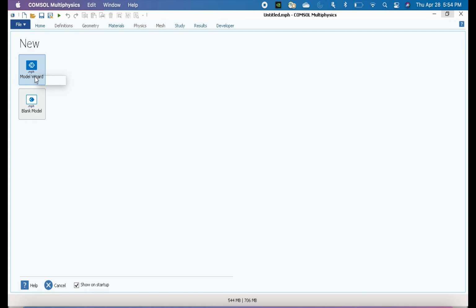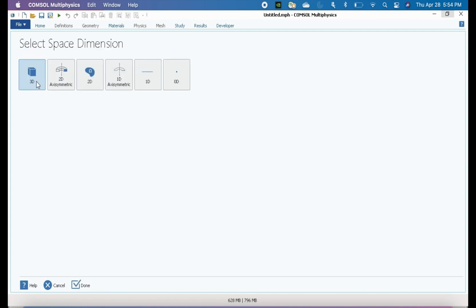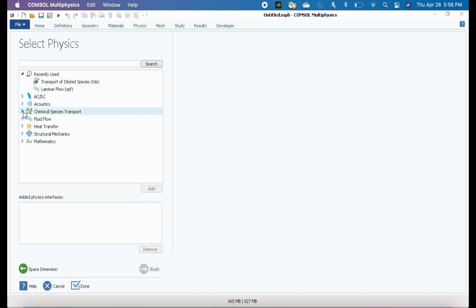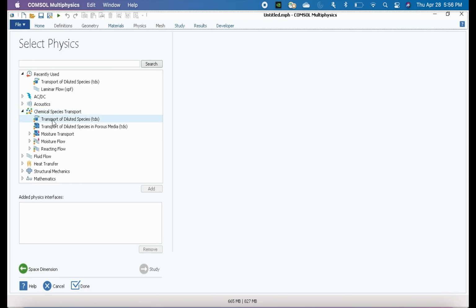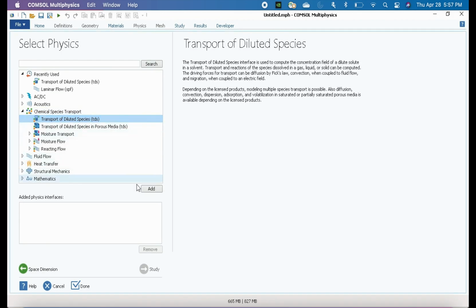The first thing we'll do is click on Model Wizard. This will give us an option to select any kind of space dimension. For our problem, we'll be using the 2D space dimension. We'll be selecting chemical species transport for our problem, in which we'll be selecting transport of diluted species.